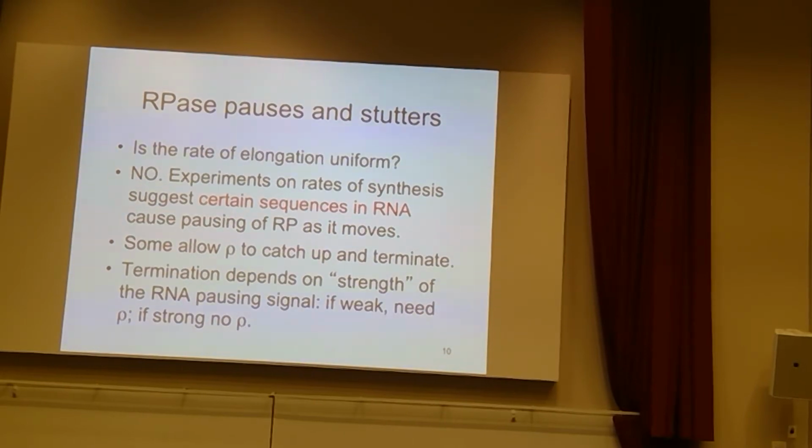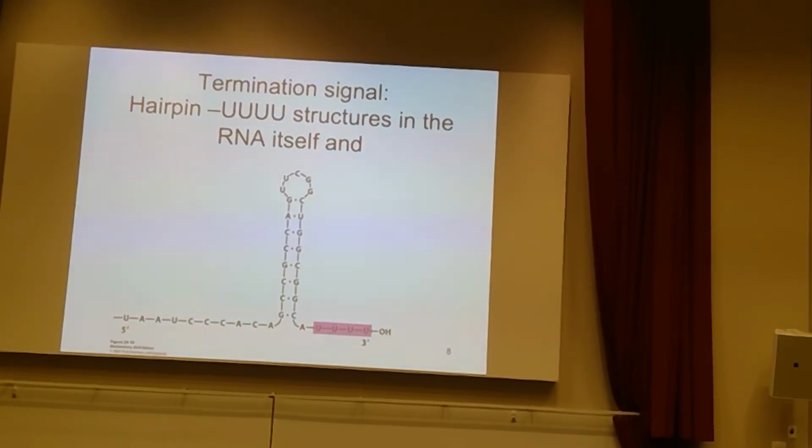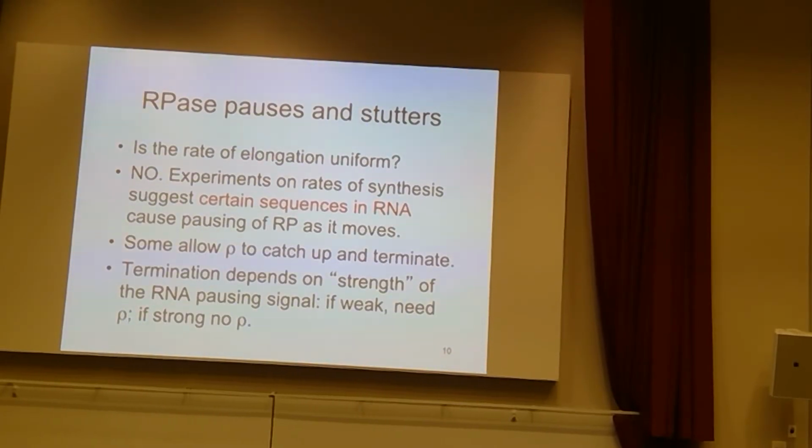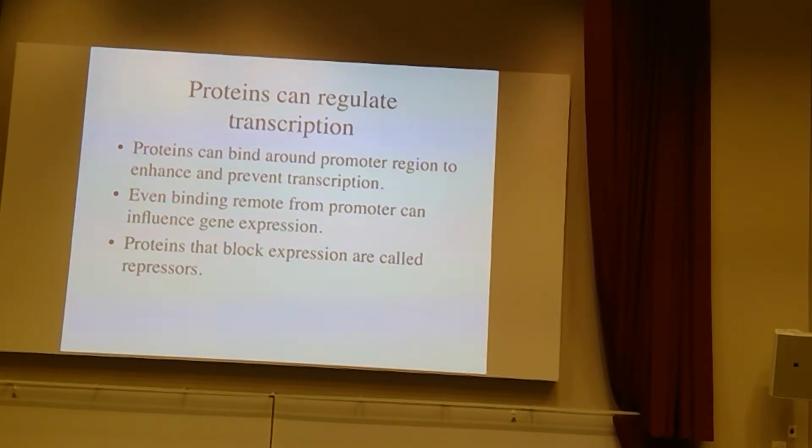So the termination depends on the strength of the RNA pause signal that would be here. That if it's weak, then we need that rho signal, and if it's a strong indication from the topology of the product that RNA polymerase needs to stop, we actually don't need that rho effect. Okay, so that concludes really our evaluation of the role of RNA polymerization in eukaryotic systems. The fact that we have these two different types of way to terminate.